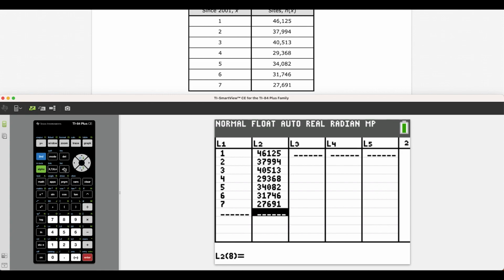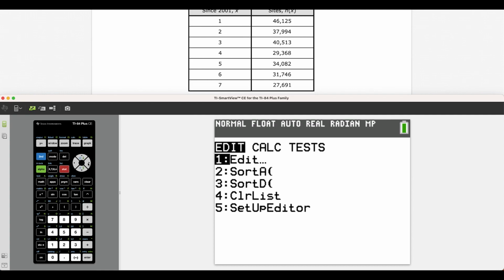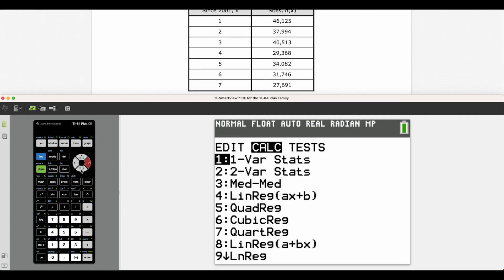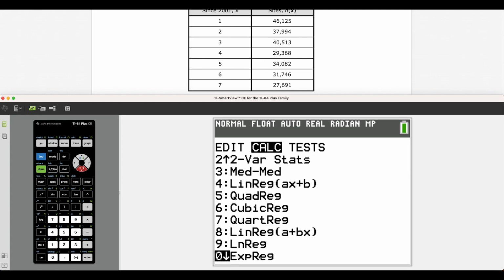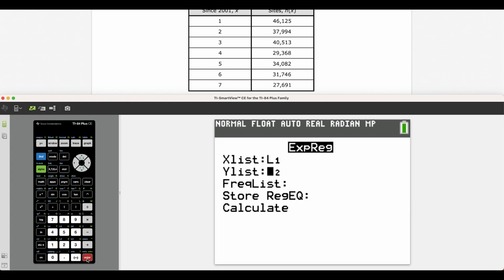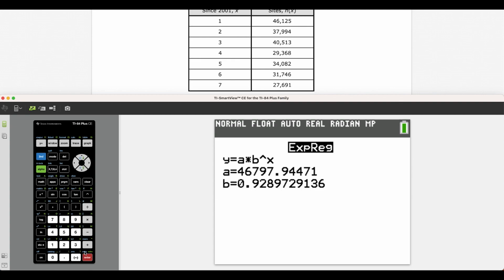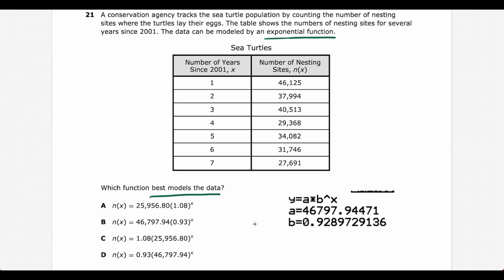So now that everything's typed in, we're just going to press stat and go to the right over to calculate. And they told us that this could be modeled with an exponential function. So we're going to choose option 0 here, the exponential regression. And we just keep pressing enter like this, and this is going to give us the data we need. So now that we have this data, we have A, which is 46797.94 if we round it.